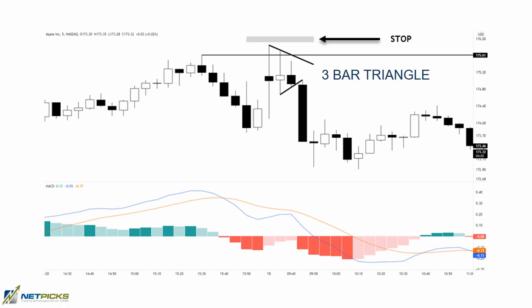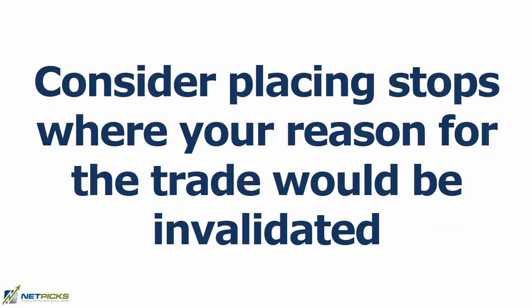We have a 3-bar triangle setup after price highs were rejected. So if you're trading this short, your stop loss could go slightly above the high of the pivot, because if this trade is going to fail, the failure would be a continuation to the upside, and we would definitely want to be out of this position if and when that would happen. The key point there is consider placing your stop where your reason for the trade would be invalid.